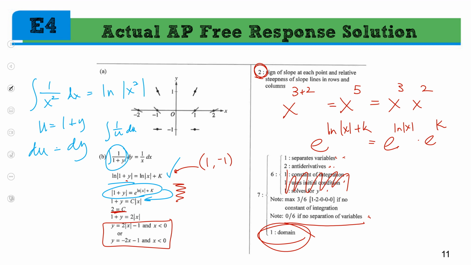Question? How many free response questions are on the AP test? Six. Four of them are non-calculator. Two of them are calculator. And was this calculator or non-calculator? This would be non-calculator.